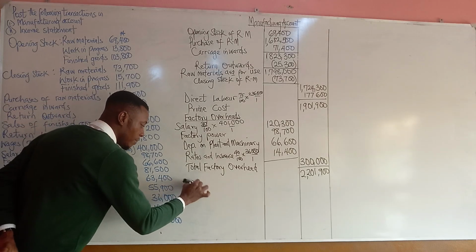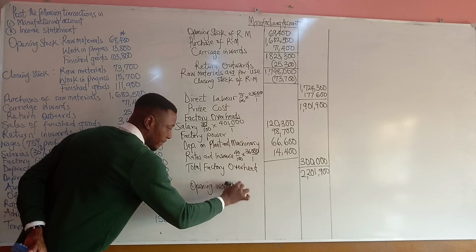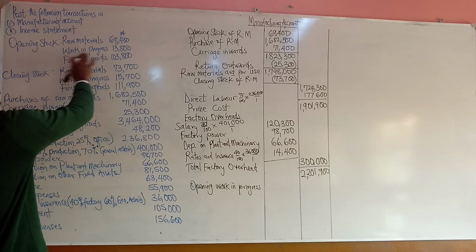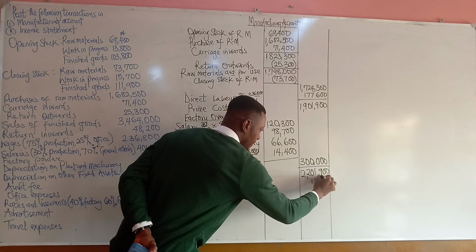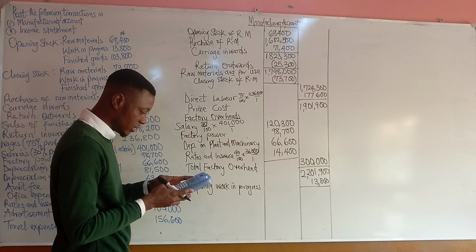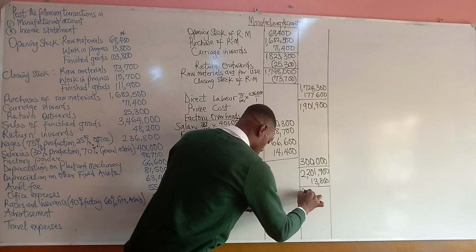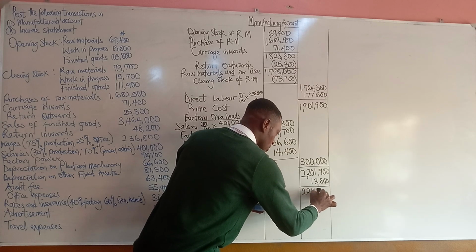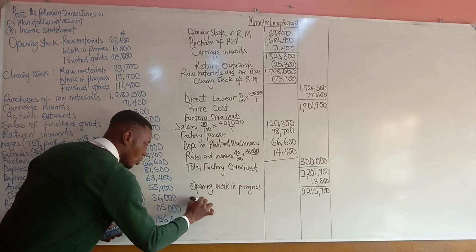Now that we are here, we are going to our work in progress. So we have opening work in progress. Work in progress is 13,800. We'll add that, plus 13,800, which will give me 2,215,700. Now, I will subtract closing work in progress.